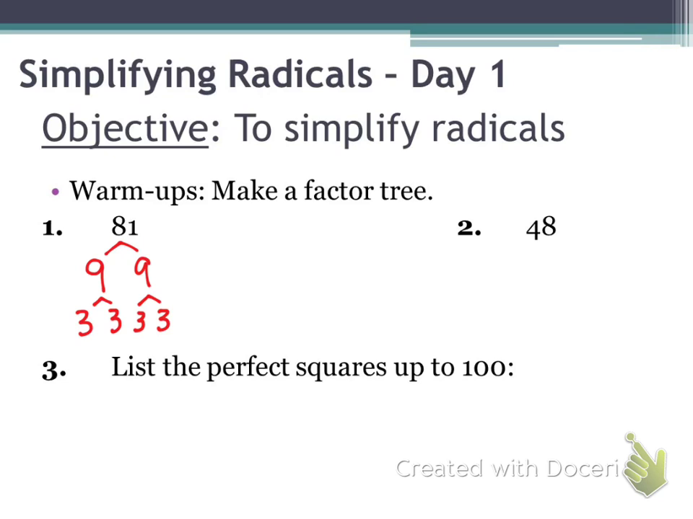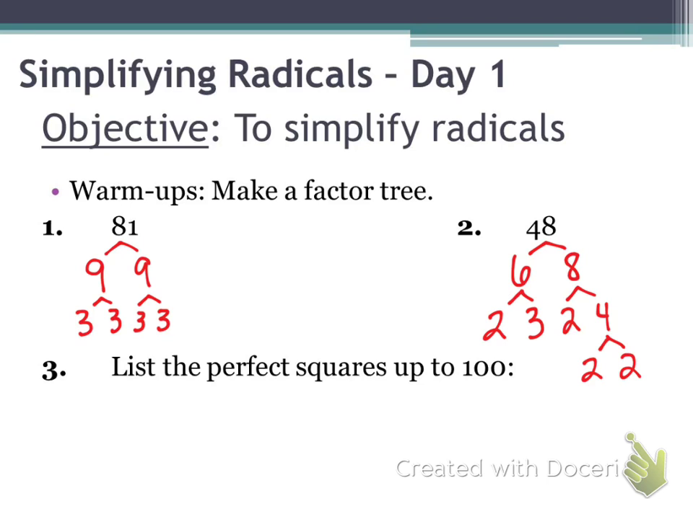So let's move on to number 2 and break down 48. What could I break 48 into, Natalie? 6 and 8. Both of those can be broken down more. What will 6 break into? 2 and 3, and 8 breaks into 2 and 4. What's the only number up there I can still break down? 4. The 4 breaks into 2 and 2. That's not the only way to make a factor tree for either of those, but it's one way we can do it.